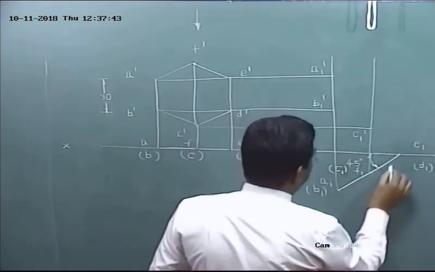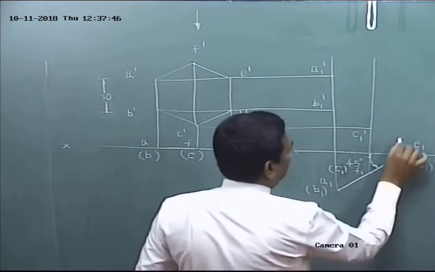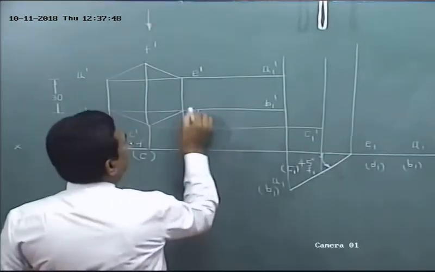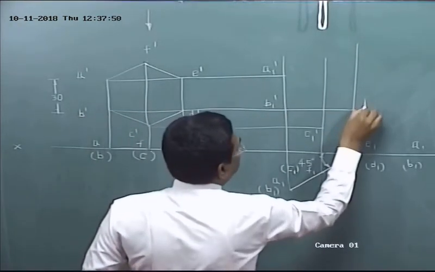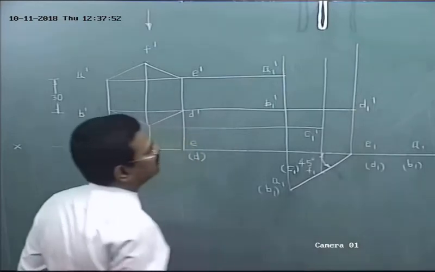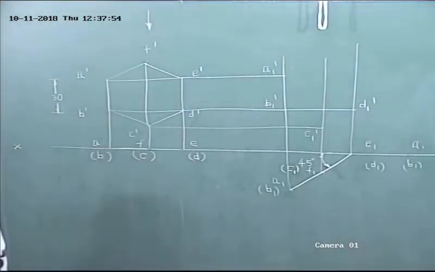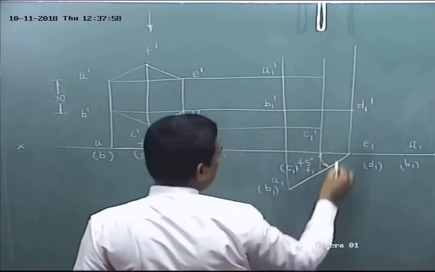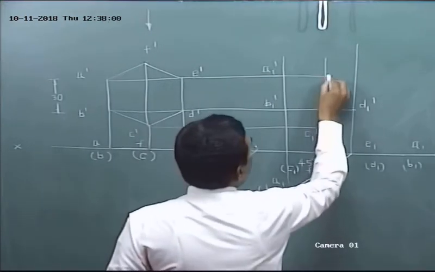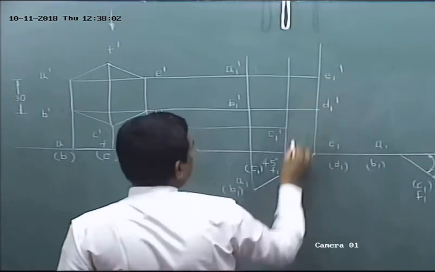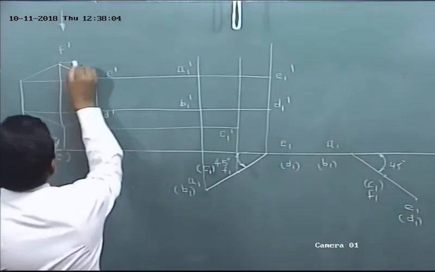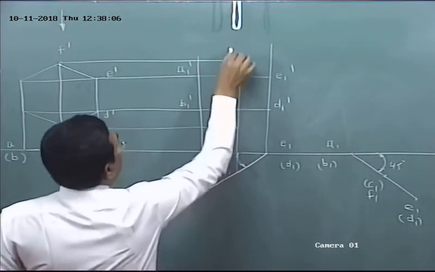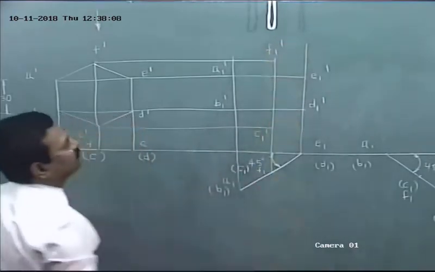Next D, from D1, draw a vertical line. From D dash, draw a horizontal line. These two intersect at D1 dash. Similarly, you have to obtain all the 6 corners. F, E, E1 dash. From F dash, draw a horizontal line. From F, draw a vertical line. These two intersect at F1 dash.